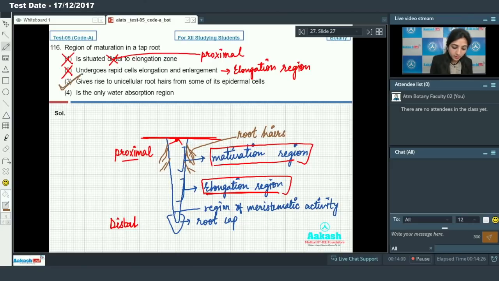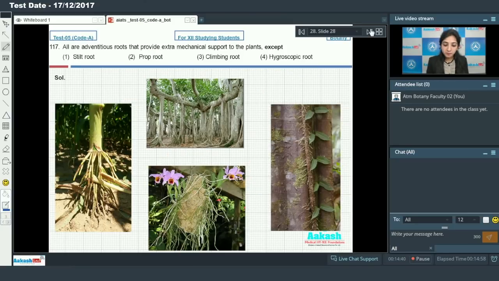So this is correct. Region of maturation is the only water absorption region. No, both the maturation region as well as the elongation region show absorption of water. So this is incorrect. So by this, the answer to this question is option number 3. Moving on to the next question, question number 117.